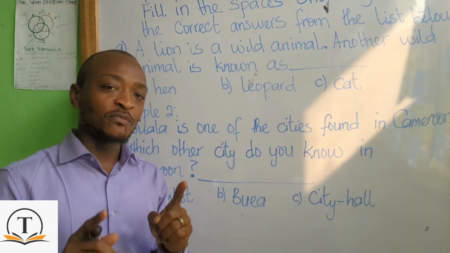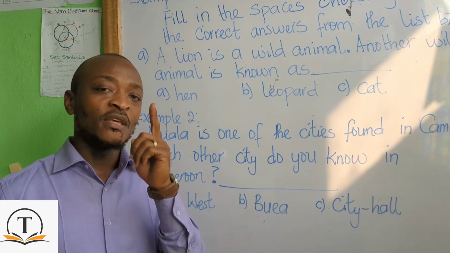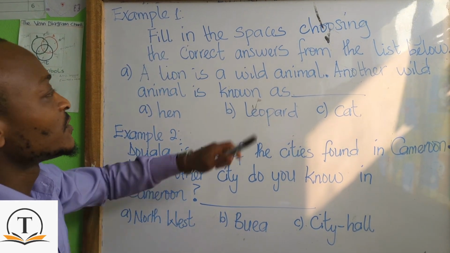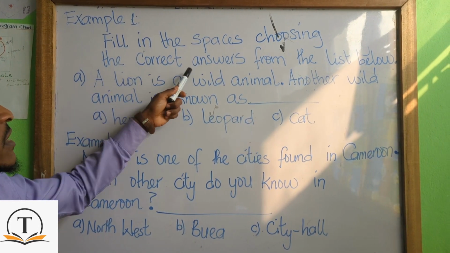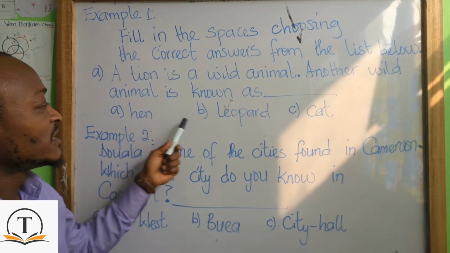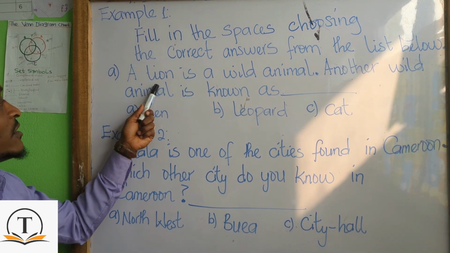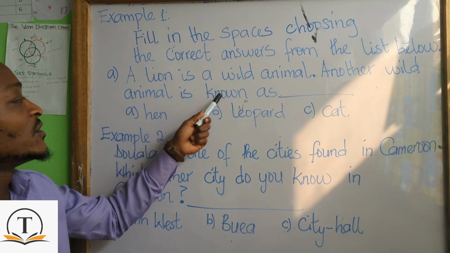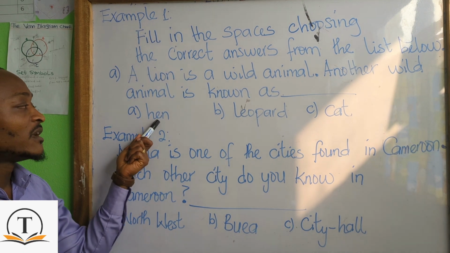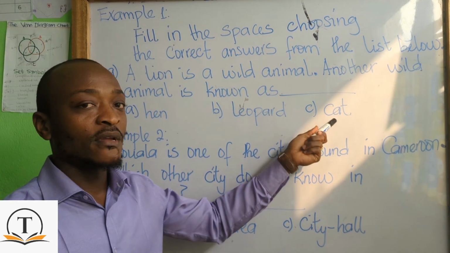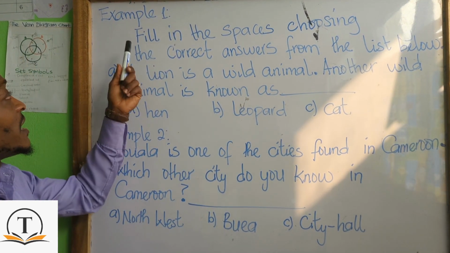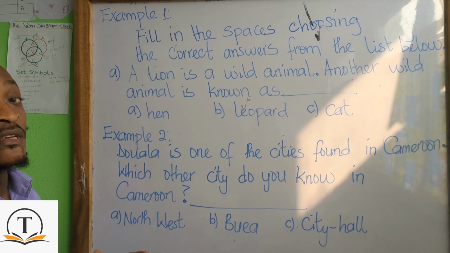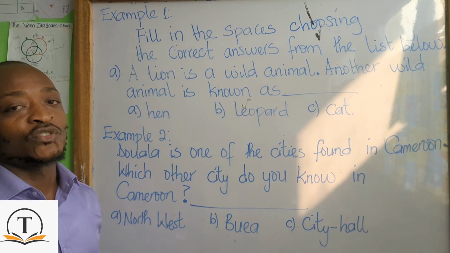I'm not going to work alone. I'm expecting you back home to work with me. So just get your pen and your paper and come, let's write. Alright, the first example here we have: fill in the spaces, choosing the correct answers from the list below. Here are the answers. A lion is a wild animal. Another wild animal is known as, and here we have the answers: hen, leopard, cow. From example number 1, what is the stimulus, what is the task, and what is the instruction?